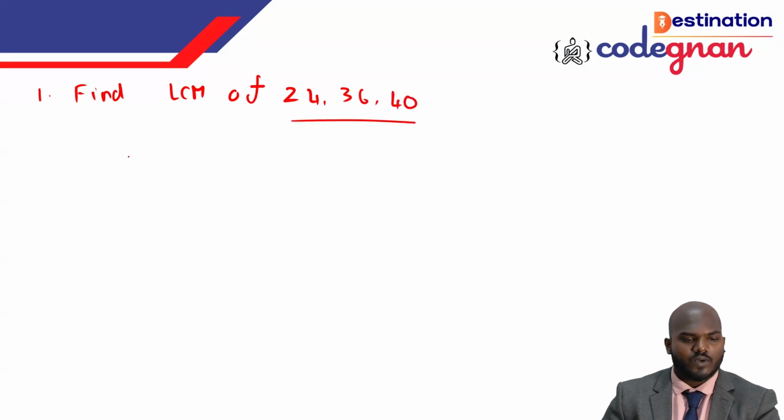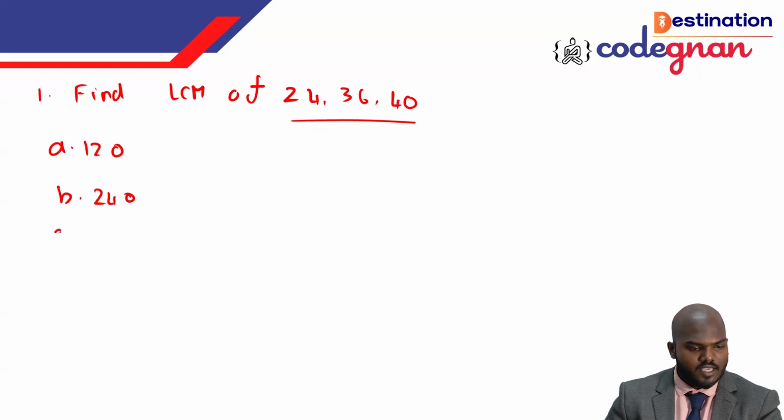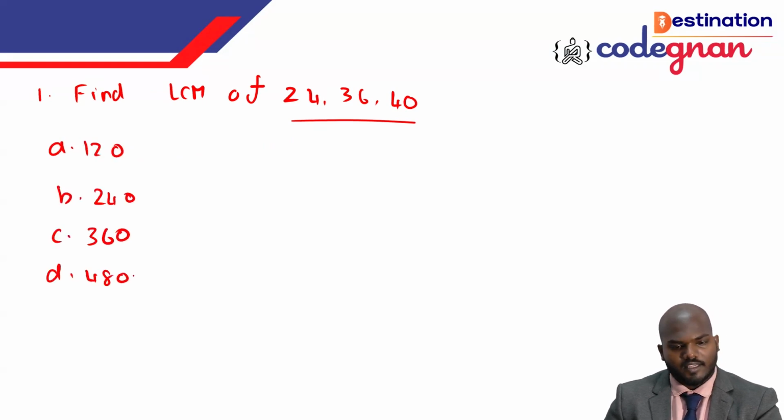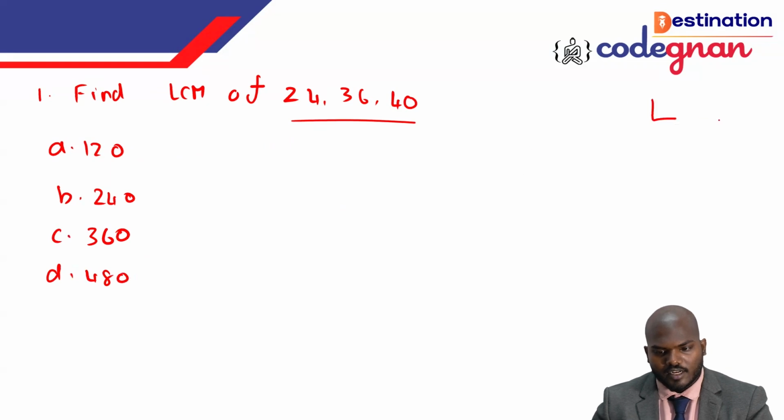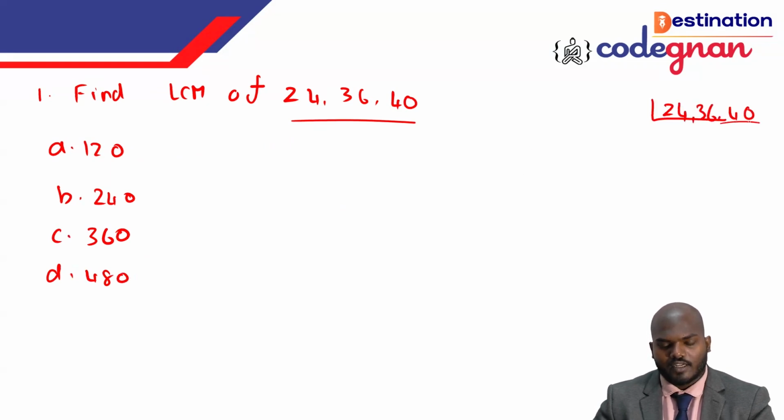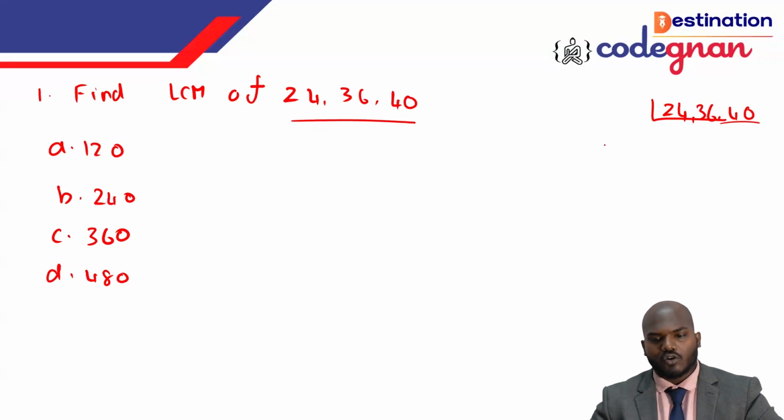So can you answer this one, guys? I'll give you the options as well. Option A is 120, B is 240, C is 360 and D is 480. I'll take the values like this: 24, 36 and 40.